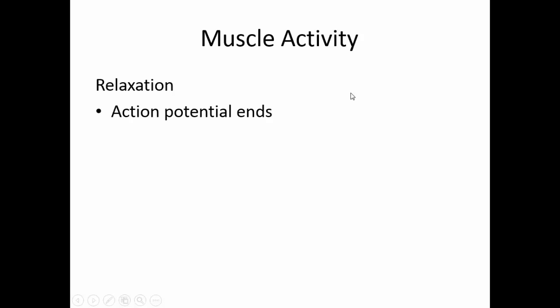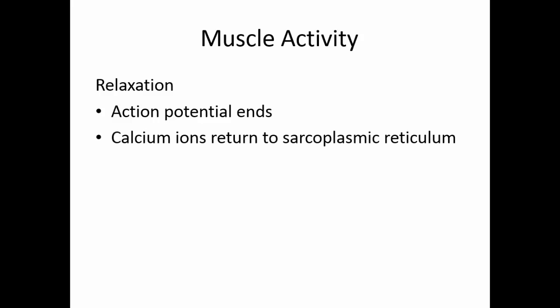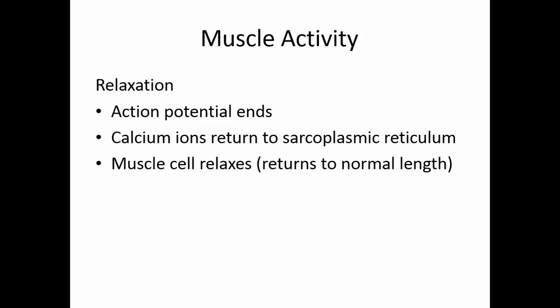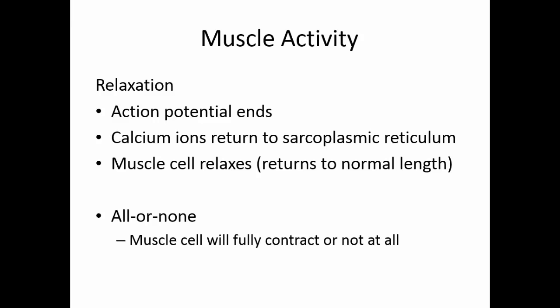Relaxation occurs when the action potential ends. There is no more acetylcholine delivered into that synaptic cleft, so we don't irritate the sarcolemma anymore, and so we don't irritate the sarcoplasmic reticulum. As a result, the calcium ions return back to the sarcoplasmic reticulum. This is going to cause the myosin binding sites to be blocked by troponin. We can't make any cross bridges, we can't do any flexing, so the muscle cell will return to its resting length. This is relaxation. Muscle cells respond to the all or none principle. They either contract fully or they don't contract at all.